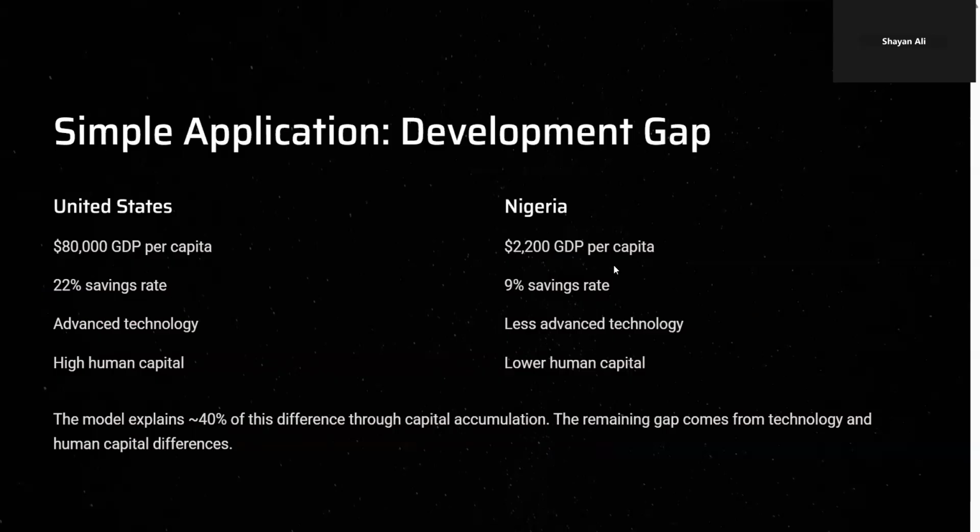Now, here's the cool part. The Solow model can explain about 40% of that gap just through differences in savings and capital. The rest comes from basically differences in technology and education, what we call human capital.